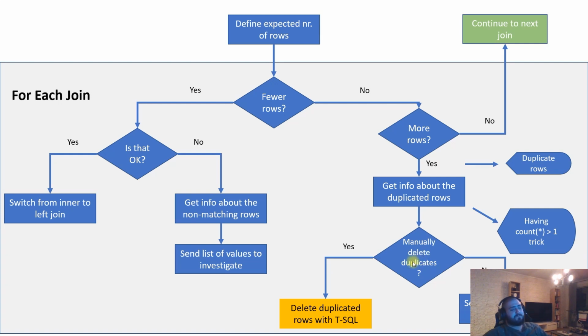And if that's okay, we delete duplicated rows with T-SQL. And the reason why this is yellow is because I'm going to create a lecture where I show you how you can identify and then remove duplicated rows.